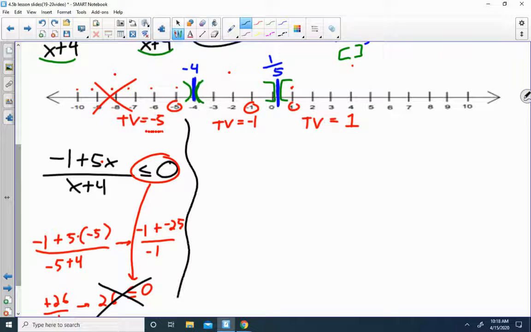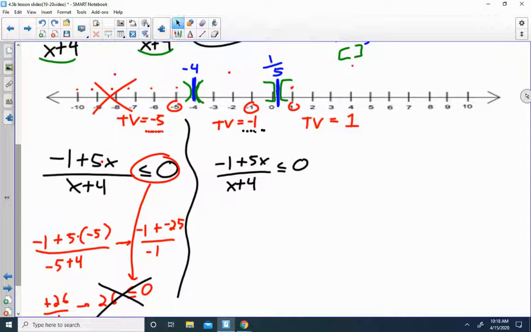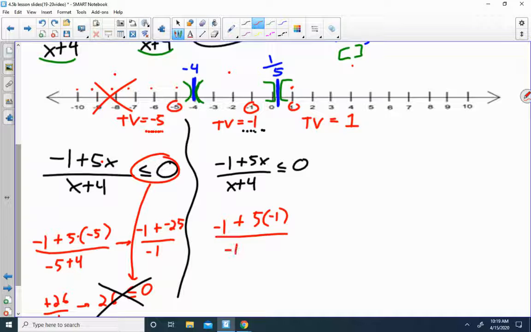Now, moving on to the second one. So again, we're working with -1 plus 5x all over x plus 4, all less than or equal to 0. This time we are trying -1 to see what happens. So, plugging in the values. For x, I'm going to put a -1 on top. On bottom, -1 plus 4.